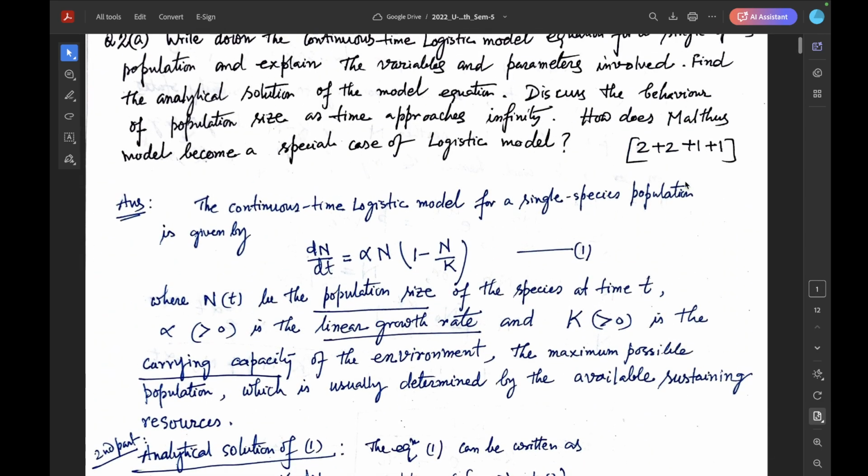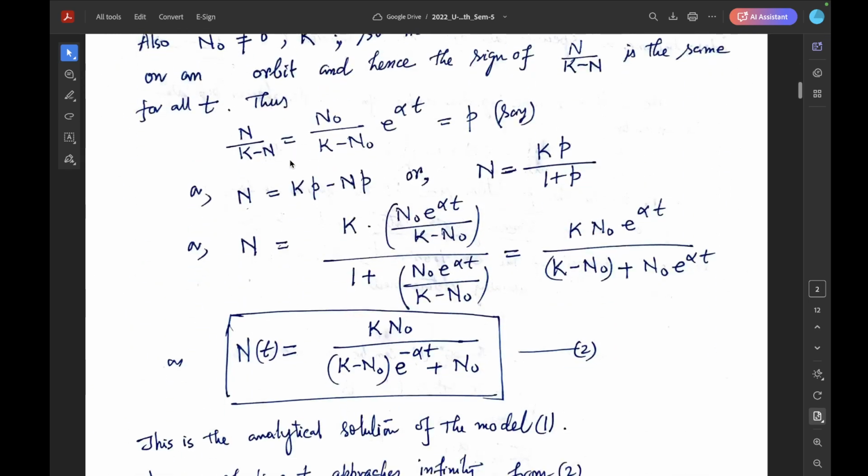Third part: how does the Malthus model become a special case of the logistic model?